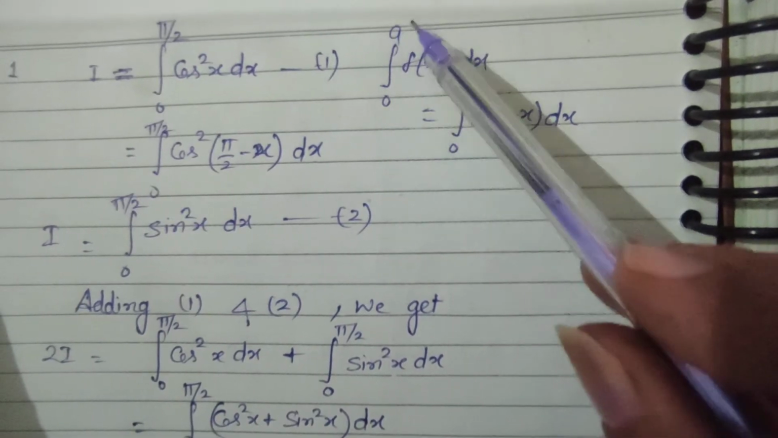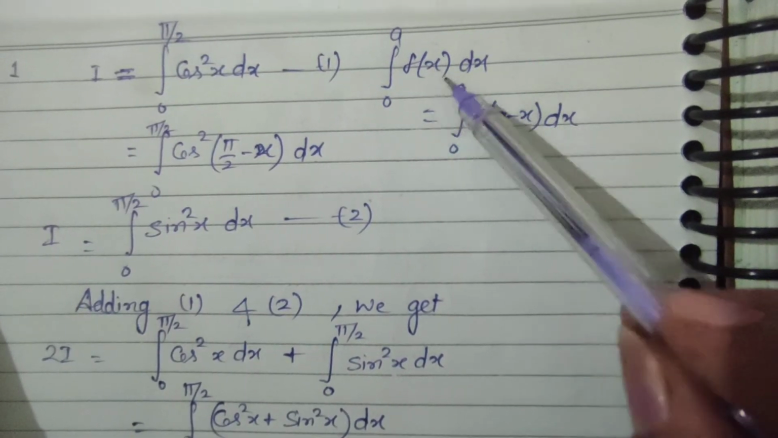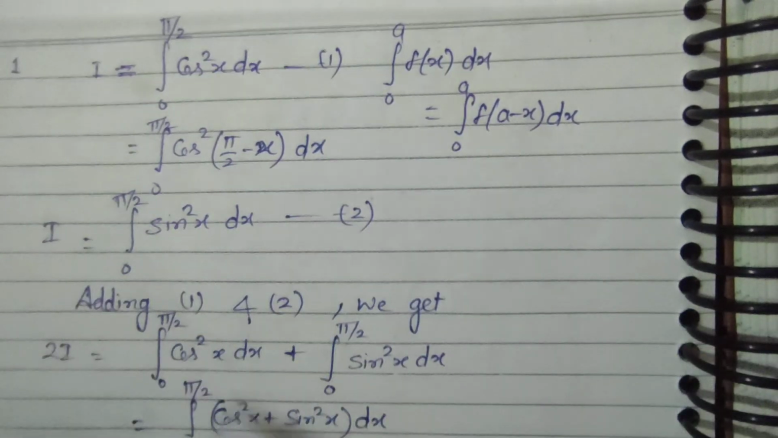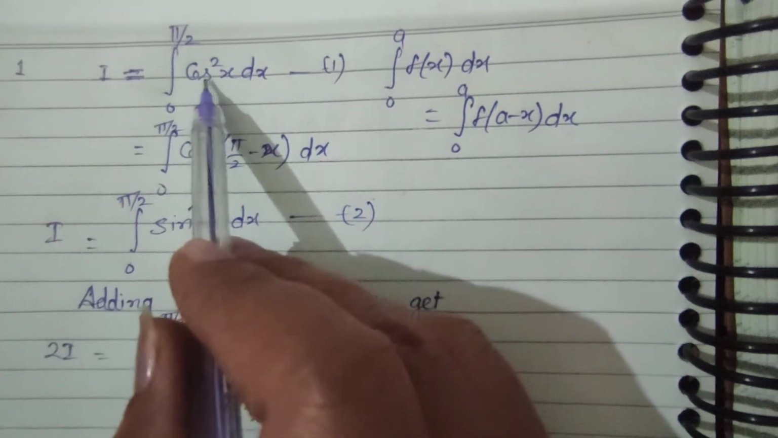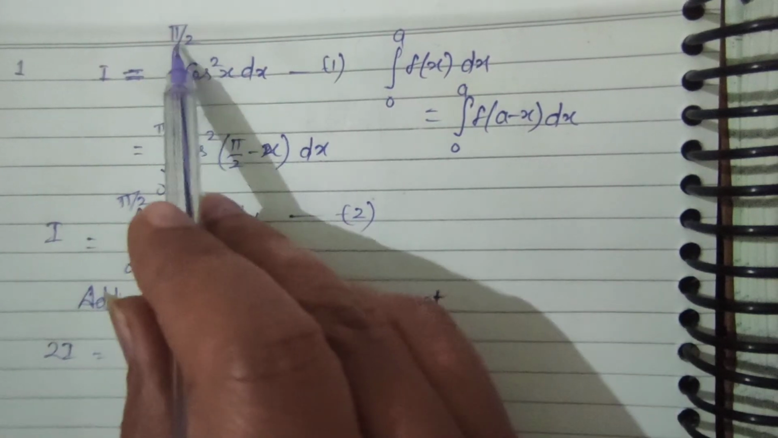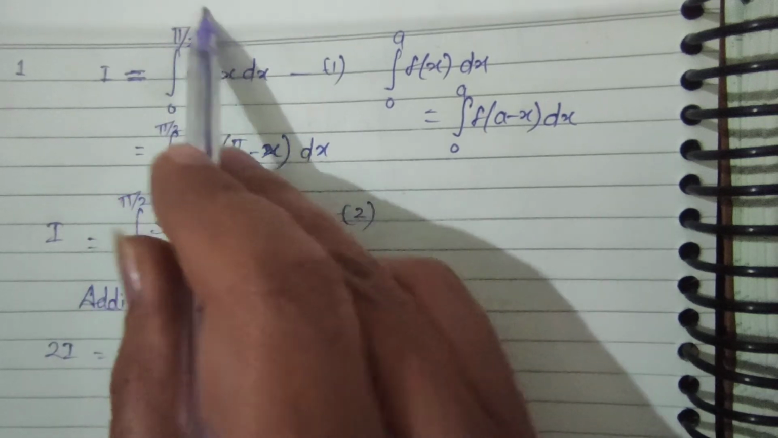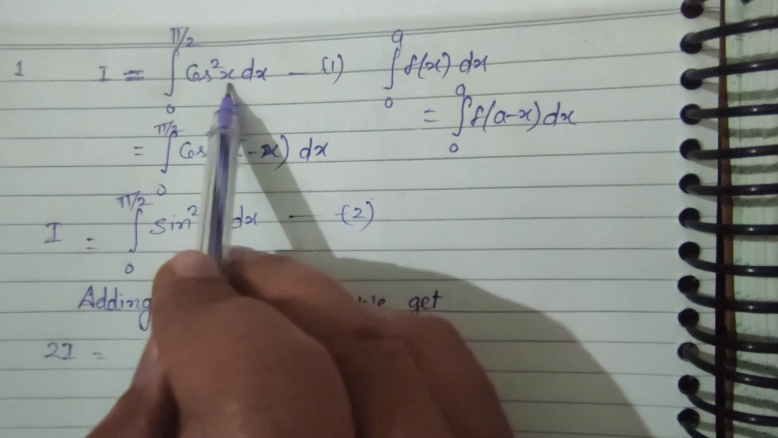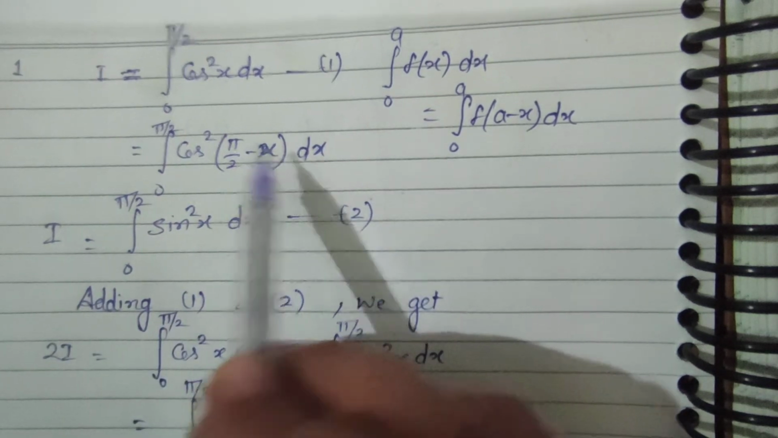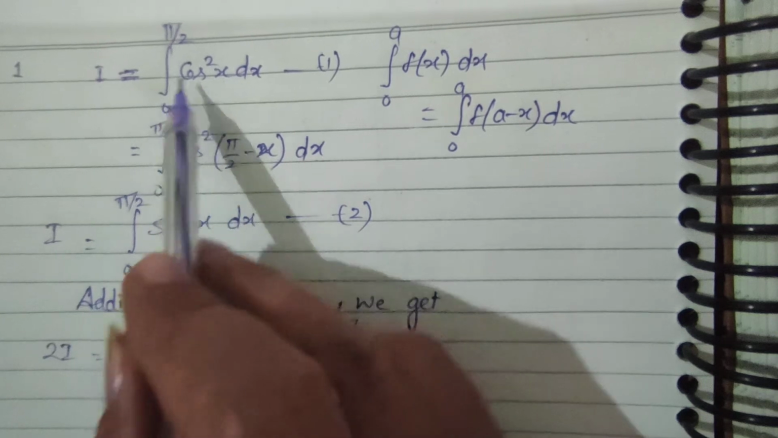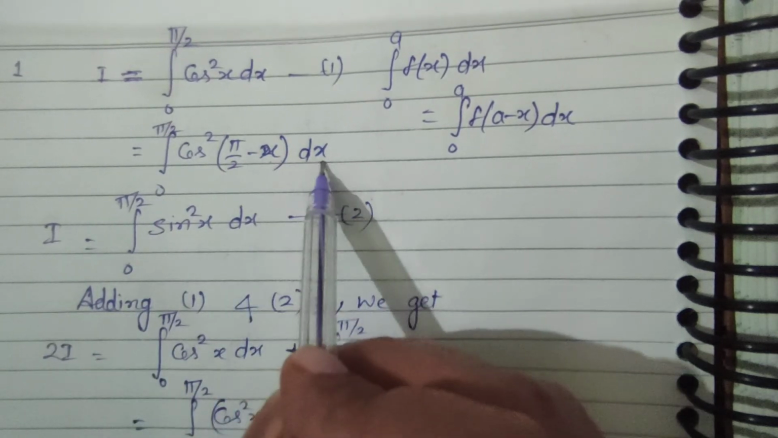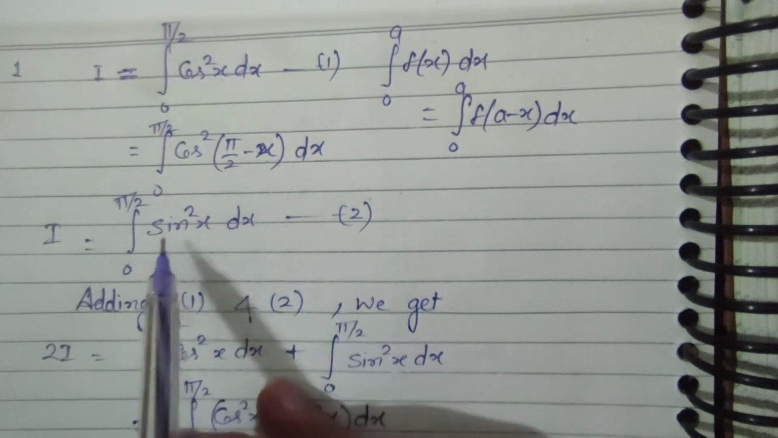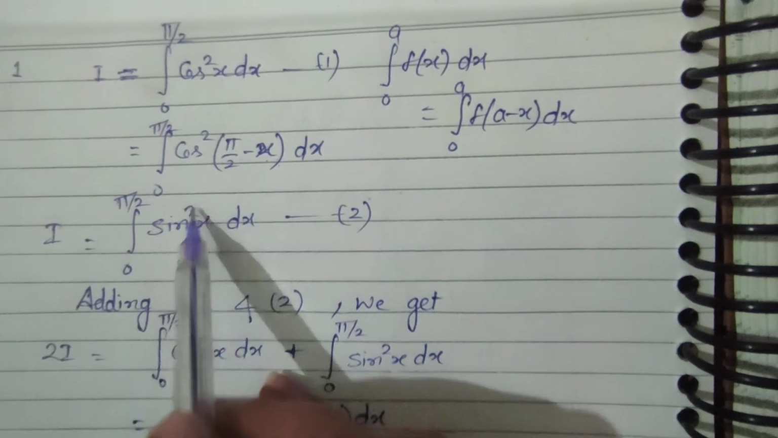The integral of f(x) dx with limits 0 to a equals the integral of f(a minus x) dx with the same limits 0 to a. Now we will apply this property here. For cos square x, in place of x we will put pi by 2 minus x, where a is pi by 2. So this is the integral from 0 to pi by 2 of cos square (pi by 2 minus x) dx. And cos (90 minus theta) is sin theta. So it is sin square x.